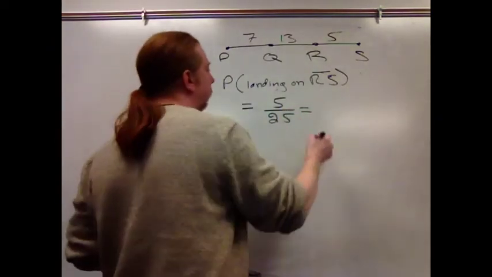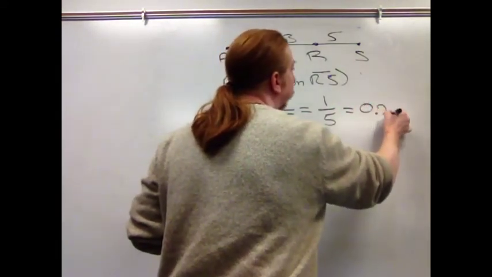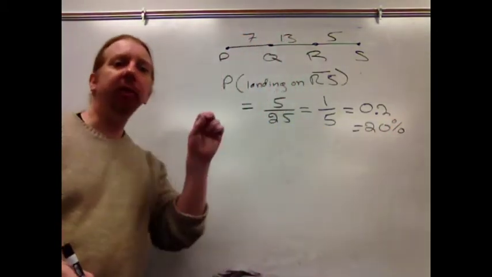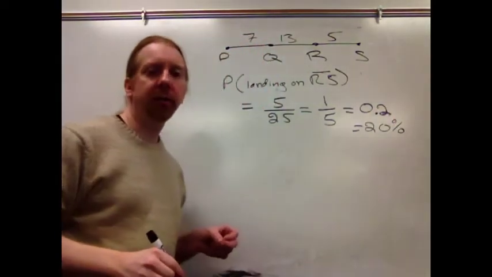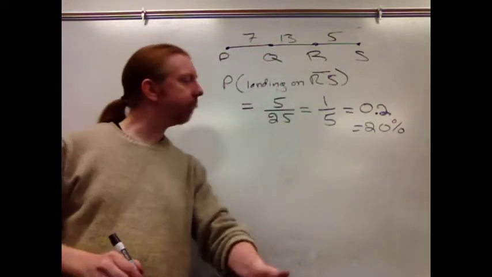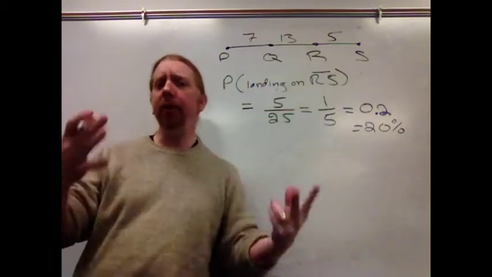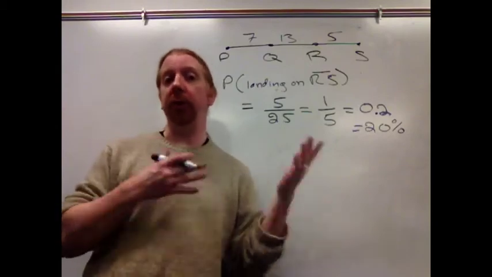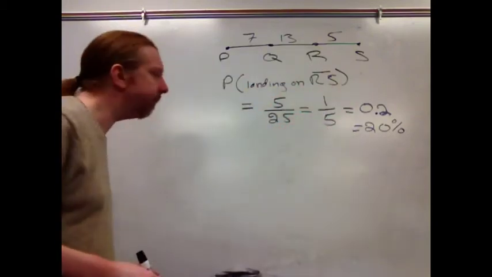Always reduce your fraction first. That reduces to 1/5, which is 0.2 or 20%. It's a good habit to be in to write every probability as three answers: reduced fraction, decimal, and percentage. You never really know what someone that you're talking to is going to want to use as their preferred method or what teacher is going to expect as an answer, so always be prepared to give all three just to be on the safe side.